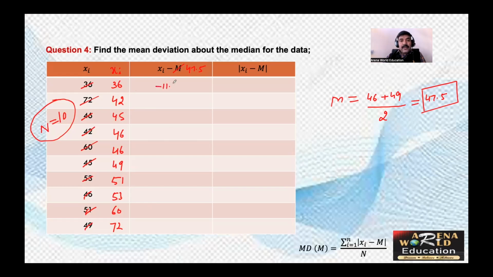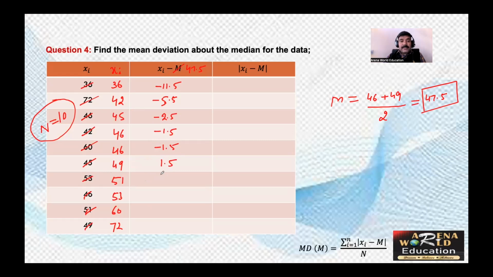Minus 11.5. If I talk about 42 minus 47.5, yes, this will be minus 5.5. 45 minus 47.5, yes, it will be minus 2.5. 46 minus 47.5, yes, it will be minus 1.5. It is again minus 1.5. When we are having 49 minus 47.5, so this will be what? This will be 1.5 positive.